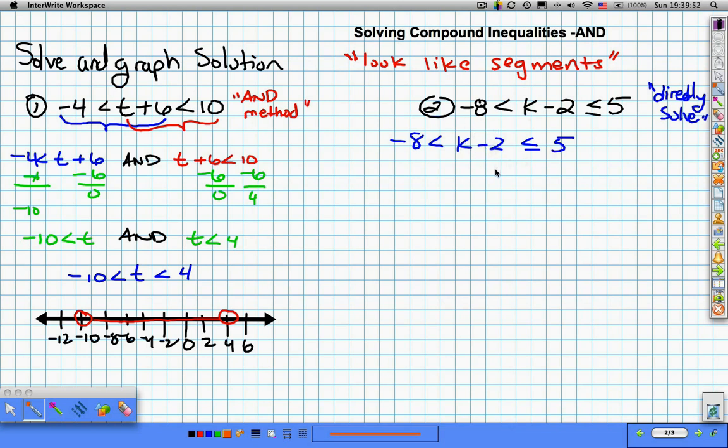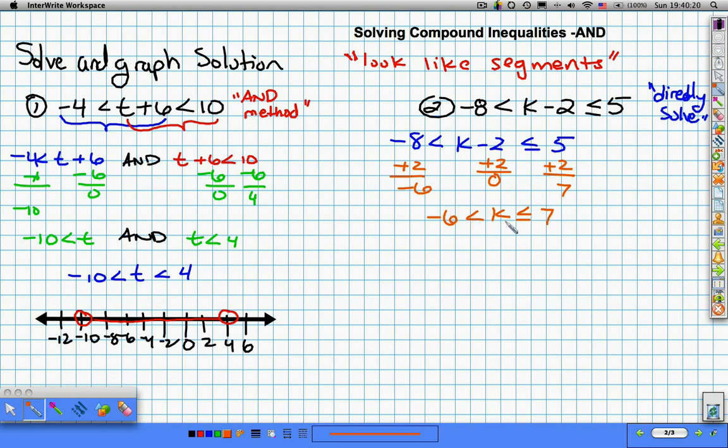So we're used to saying, okay, whatever I do to one side, I do to the other. Well, if you notice, I have three sides now. So if I look at my original problem here in the middle, I want to add 2. Of course, to itself, but notice I have this side on the right and this side on the left, so I have to add it to all three sides. So now my new problem is -6 is less than k, which is less than or equal to 7.